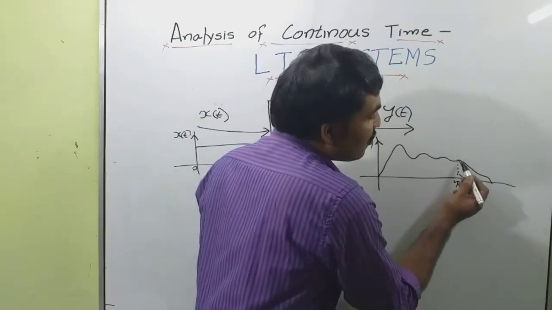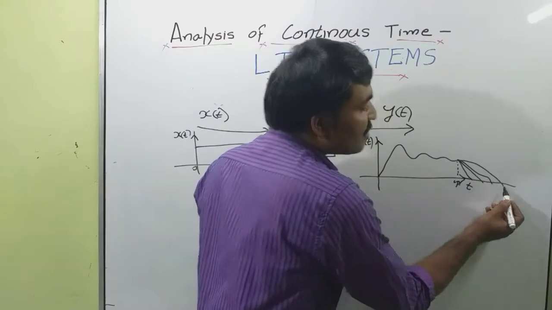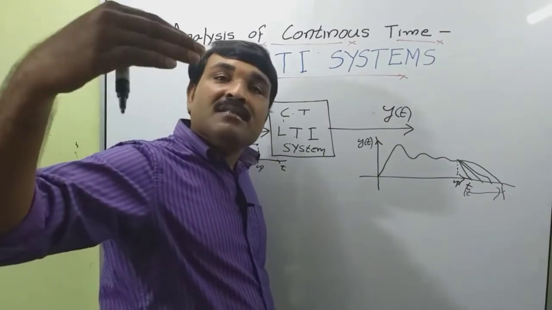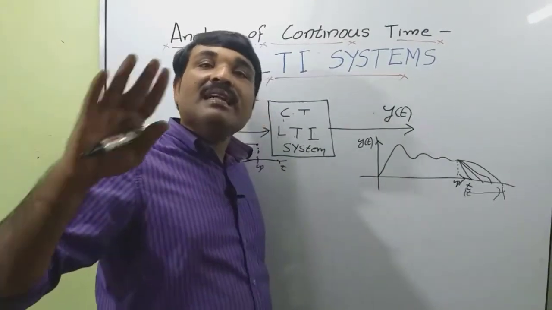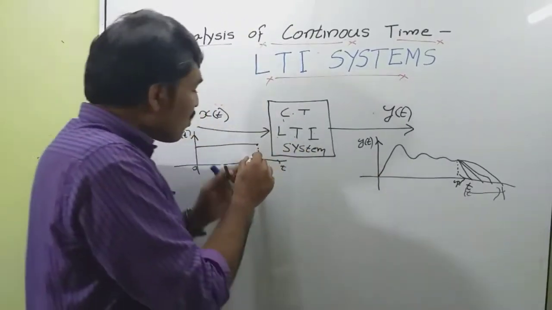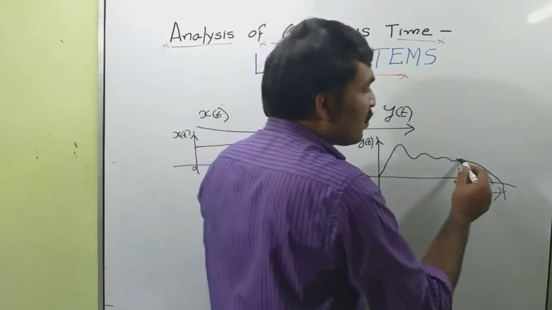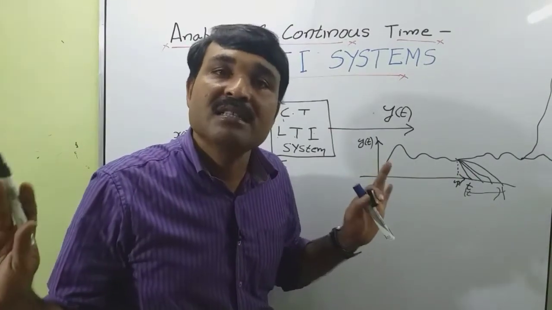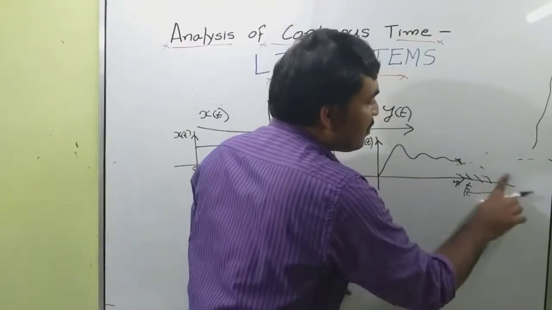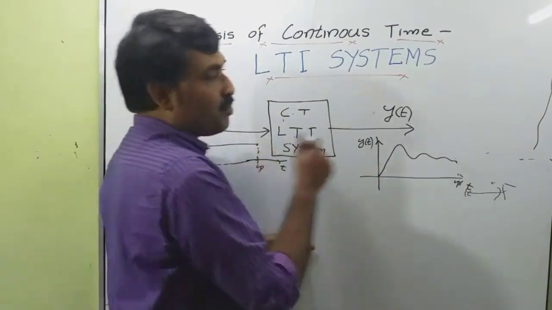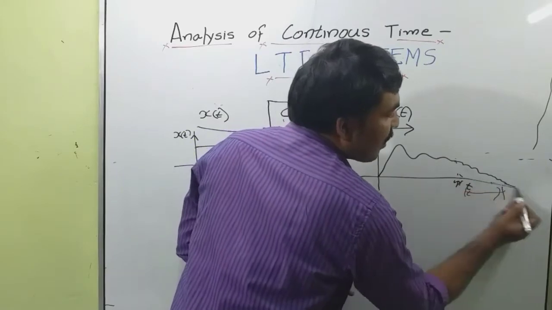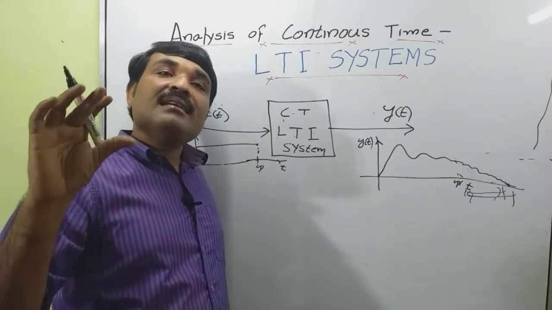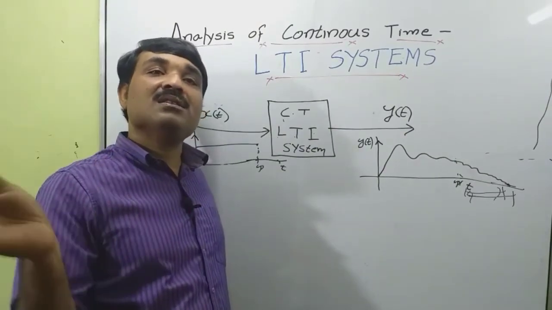Either it will come quickly to 0 or slowly to 0, or it will come to 0 in this manner. Anyway, during this duration of time, the output is coming to 0 or tending towards 0. Then only the linear system is stable. If even after removing this input, the output keeps going like this as t tends to infinity, then the system becomes unstable. So the system is stable means at this point I remove the input, and the output should come to 0 and finally reach 0 within a specific or finite duration of time. Then we say the system is stable. Otherwise the system is unstable.